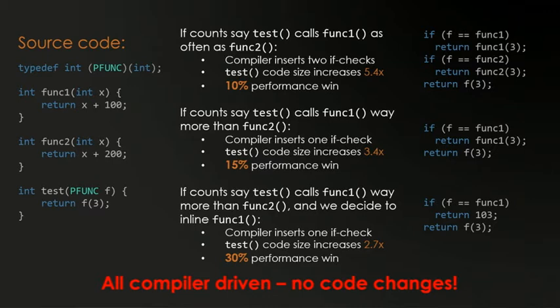And all of this is compiler driven, given you've got the right kind of profile counts. We absolutely do speculative inlining type of stuff like this, where we take an indirect function call and we turn it into a direct function call.